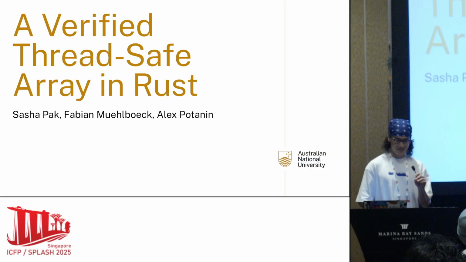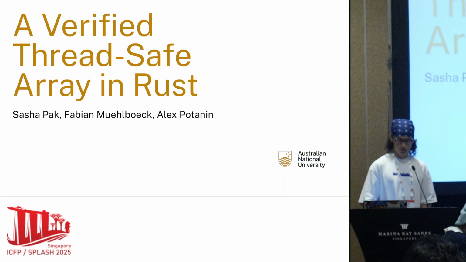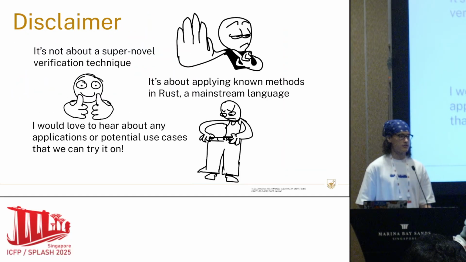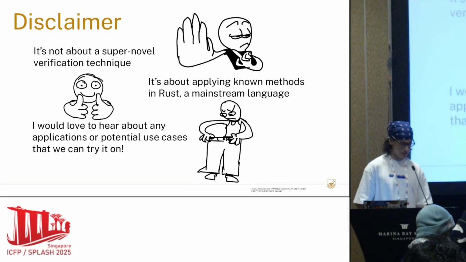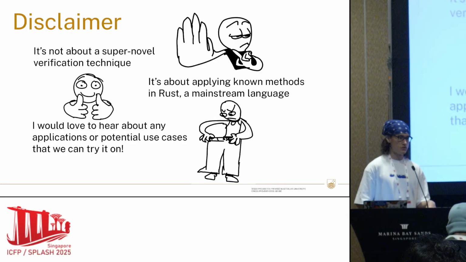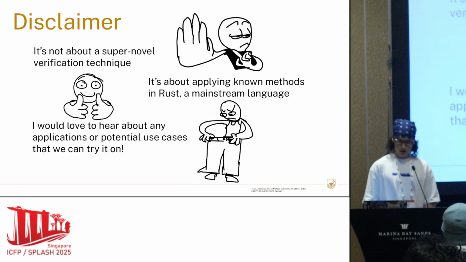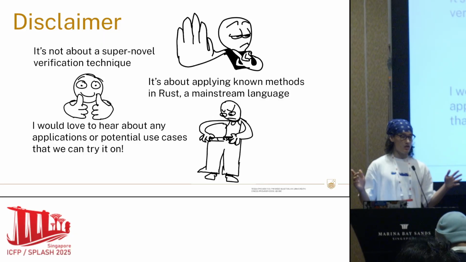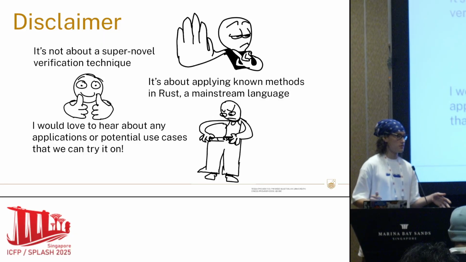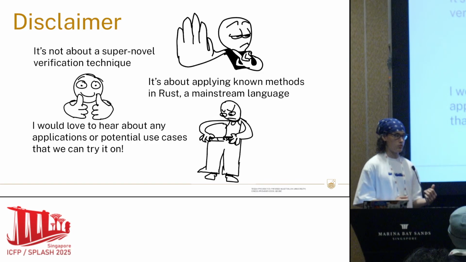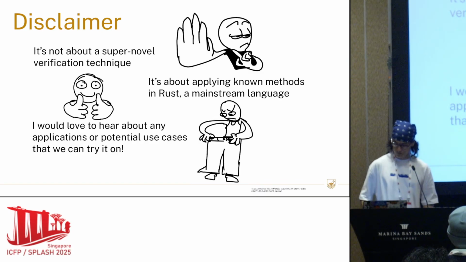Hey. Yes, I'm going to talk about verified thread-safe array in Rust and how you can do that. Just for the context, I'm not trying to move the state of the art. It's about application of the existing techniques in Rust, in a mainstream, industrial language. So if you have any applications, any possible use cases where we can apply this technique, I would be really keen to hear about that. Maybe we can try to do another case study.